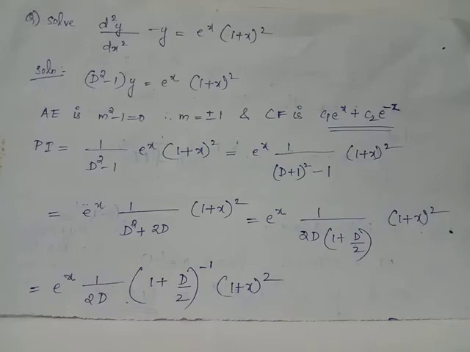Solve the differential equation d square y by dx square minus y equals e raised to x multiplied by 1 plus x the whole square. When we make use of the differential operator capital D equals d by dx, the given differential equation can be rewritten as capital D square minus 1 acting on y equals the RHS, e raised to x multiplied by 1 plus x the whole square.